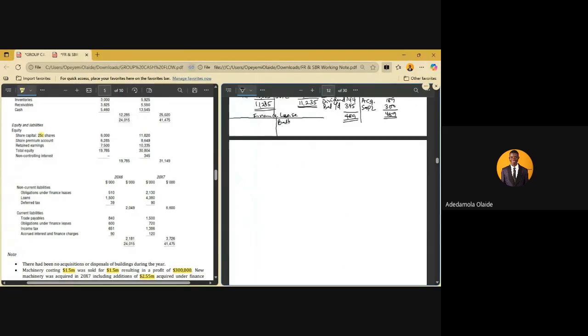Balance brought forward, please, both the current and the non-current. Can we add it up? 5. Then balance carried down. How much?